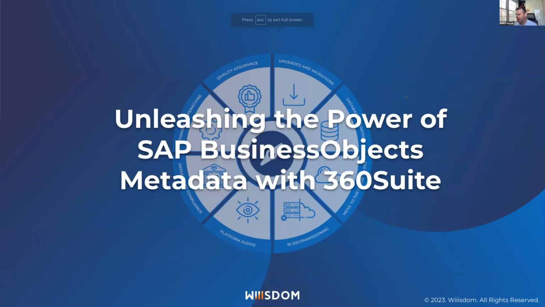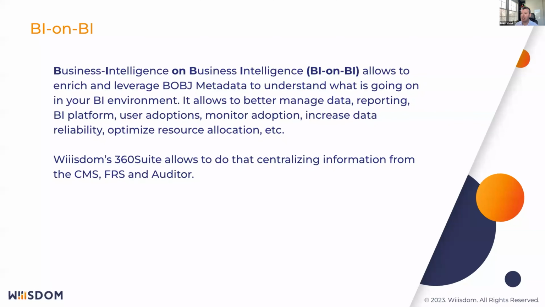So the topic right now that we're going to talk about is how to extract the metadata out of business objects and how to leverage it with 360Suite leveraging BI on BI. So it's all about BI on BI. As you know, in business objects, you've got lots and lots of metadata, and it's not necessarily easy to use. So there is a concept of what we call BI on BI, which is business intelligence on business intelligence. Here it allows you to extract and have access to metadata, and then do some reporting on it. So do some BI on that content.